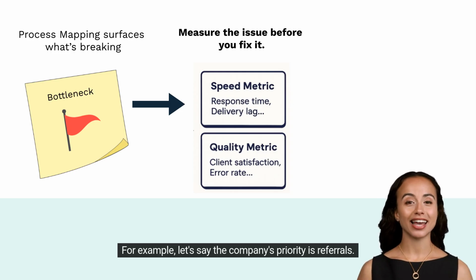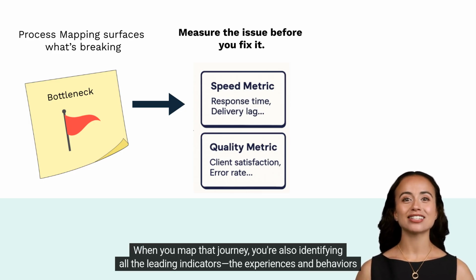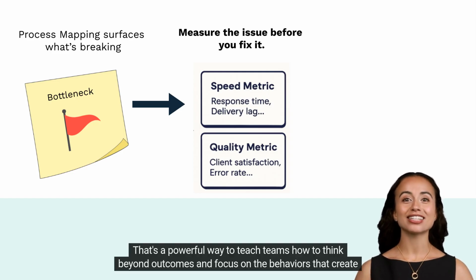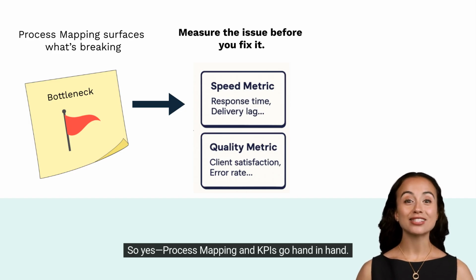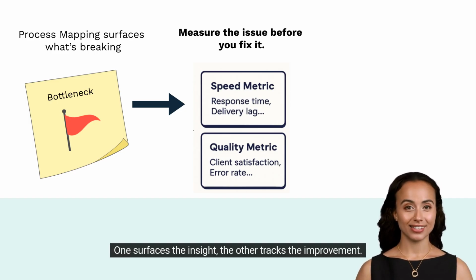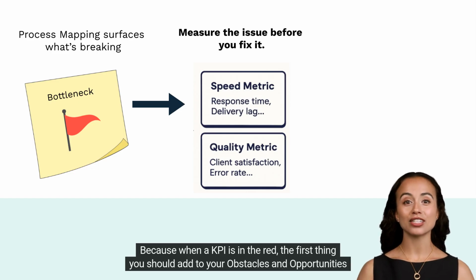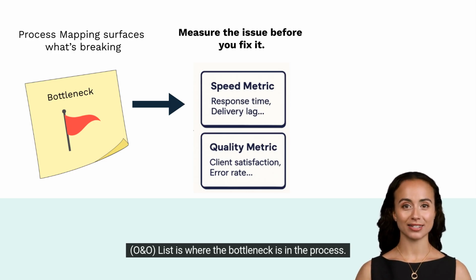For example, let's say the company's priority is referrals. To achieve that, the client journey has to be strong. When you map that journey, you're also identifying all the leading indicators, the experiences and behaviors that build client satisfaction. That's a powerful way to teach teams how to think beyond outcomes and focus on the behaviors that create them. So yes, process mapping and KPIs go hand in hand. One surfaces the insight, the other tracks the improvement. Because when a KPI is in the red, the first thing you should add to your obstacles and opportunities (O&O) list is where the bottleneck is in the process.